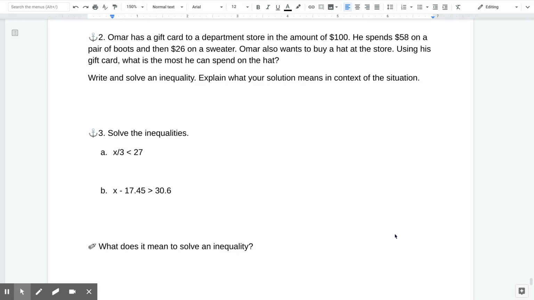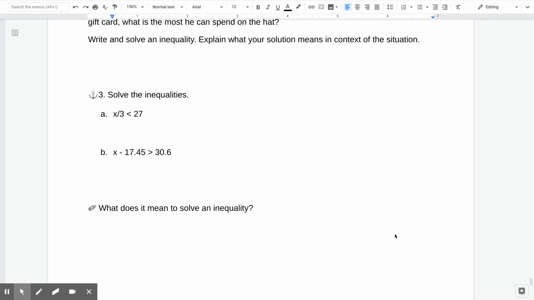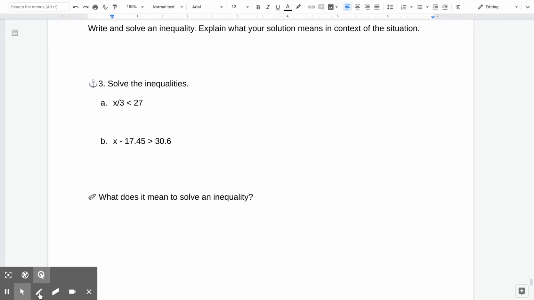Match Fishtank, Lesson 11, Anchor Problem 3. So I'm going to scroll down here a little bit and then grab my pen.